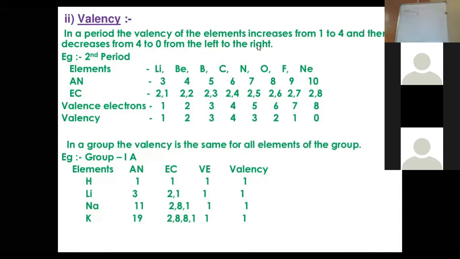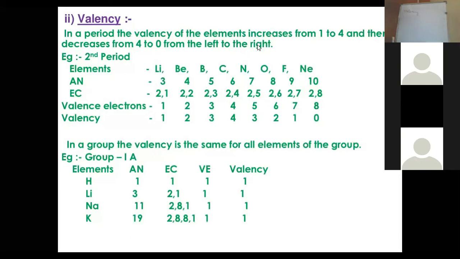If I talk about the valency in the period, when we move in the period, the valency first increases from 1 to 4 and then decreases from group number 15, 16, 17, and then reaches 0. In the period, the valency first increases from 1 to 4 and then decreases from 4 to 0 when we go from left to right.